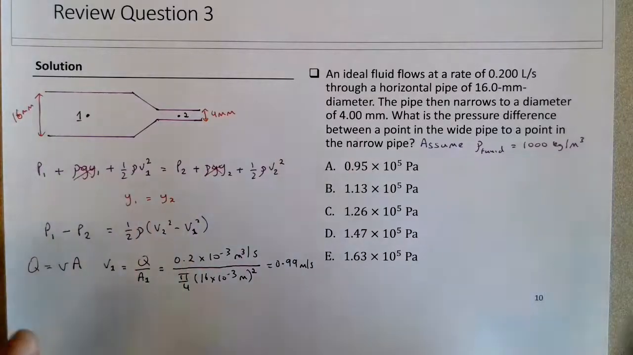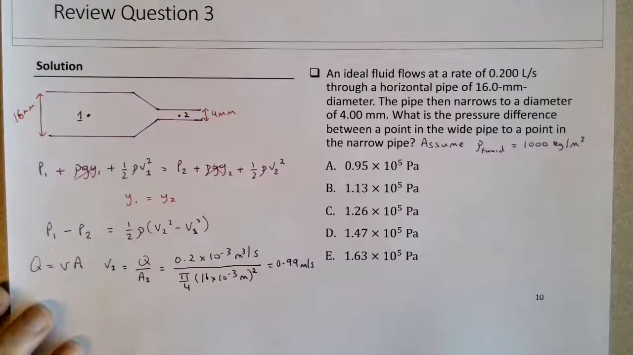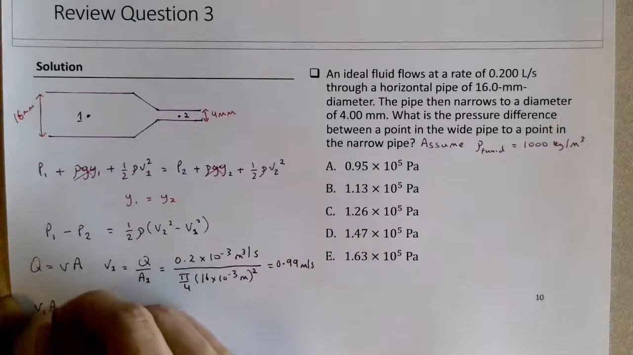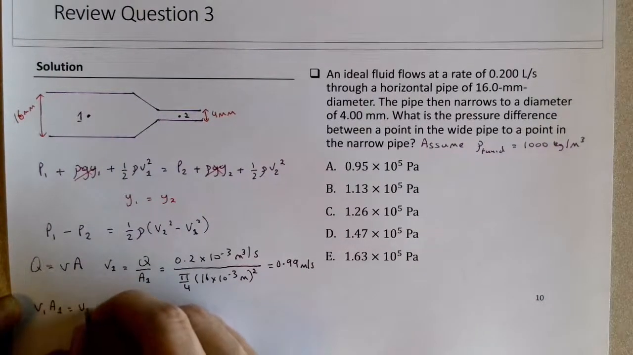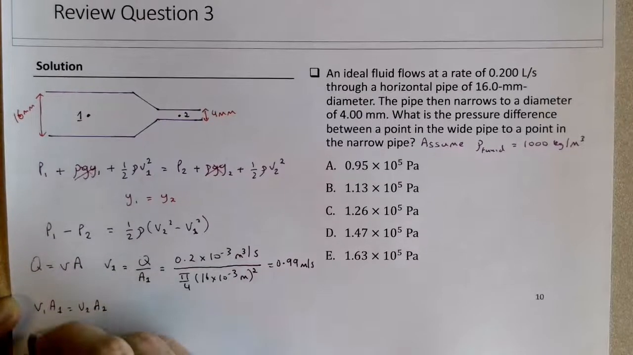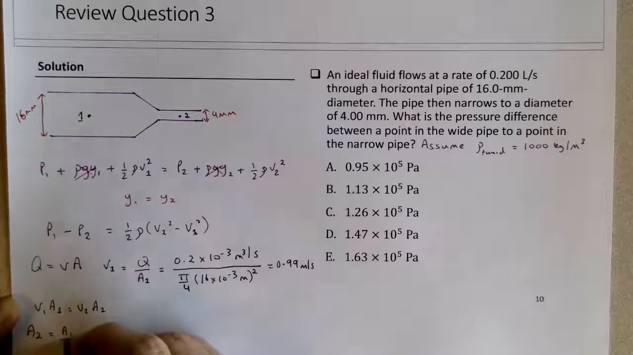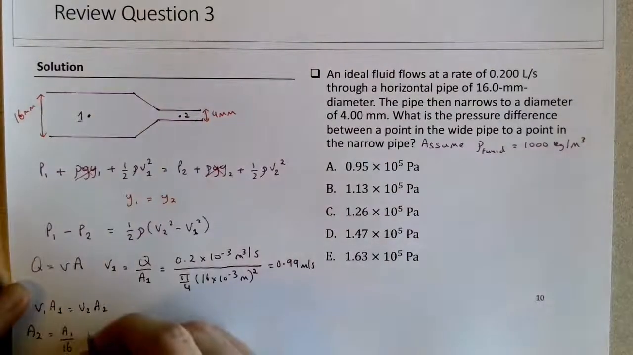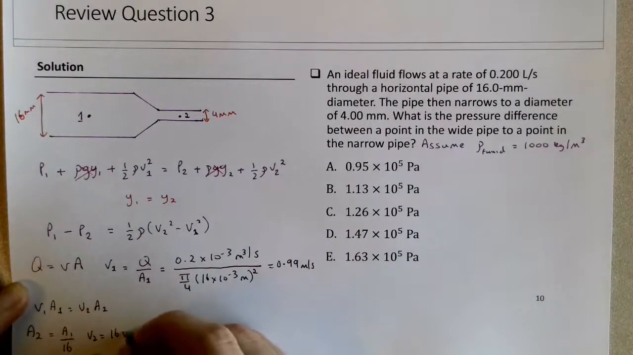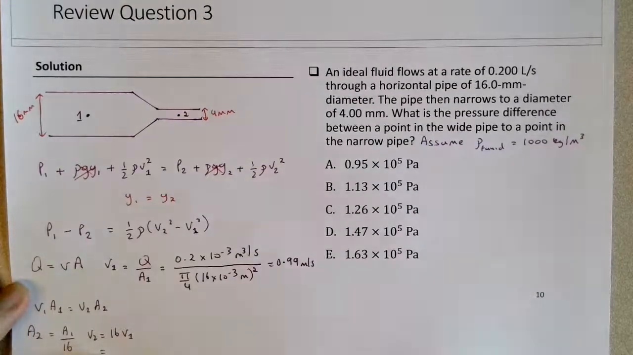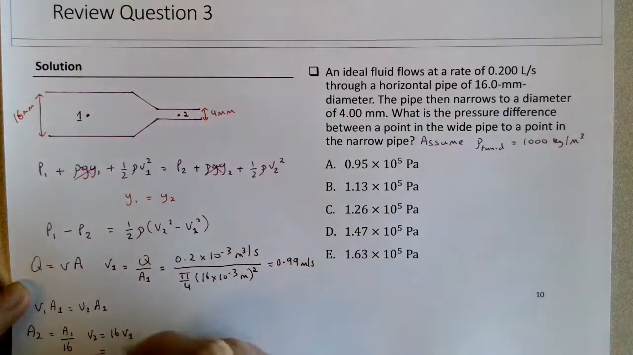So again, it's just proportional reasoning. I know that V1 A1 equals V2 times A2, and I know that A2 is equal to A1 divided by 16. So that makes V2 16 times V1, which is about 16 meters per second. With some additional rounding it's 15.9, but we'll go to 16 meters per second.